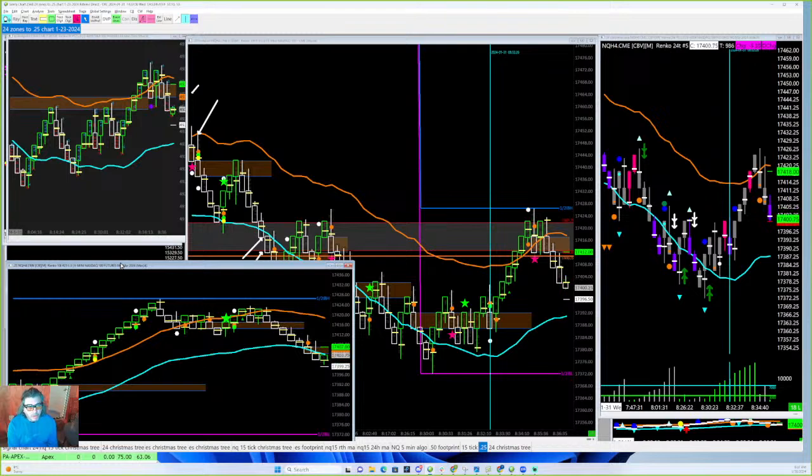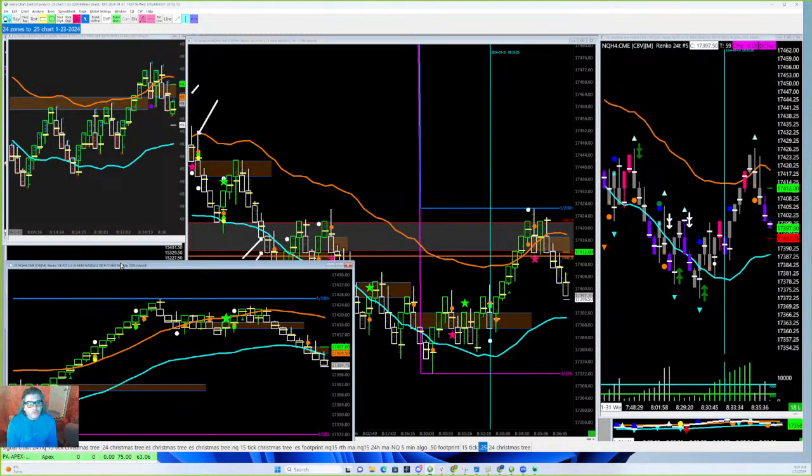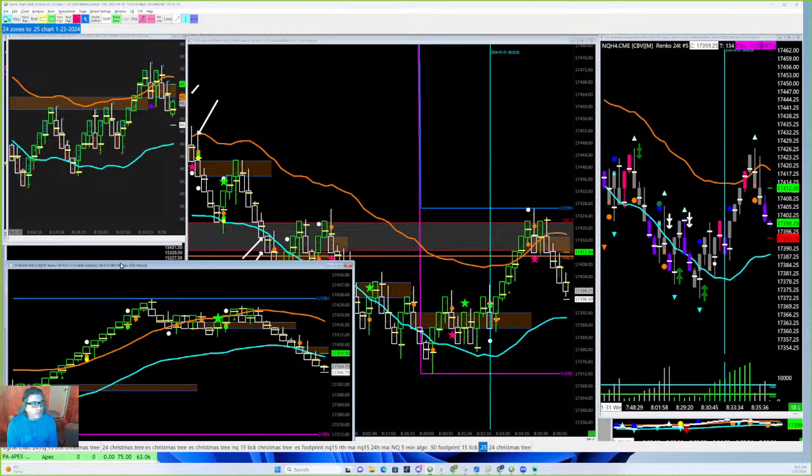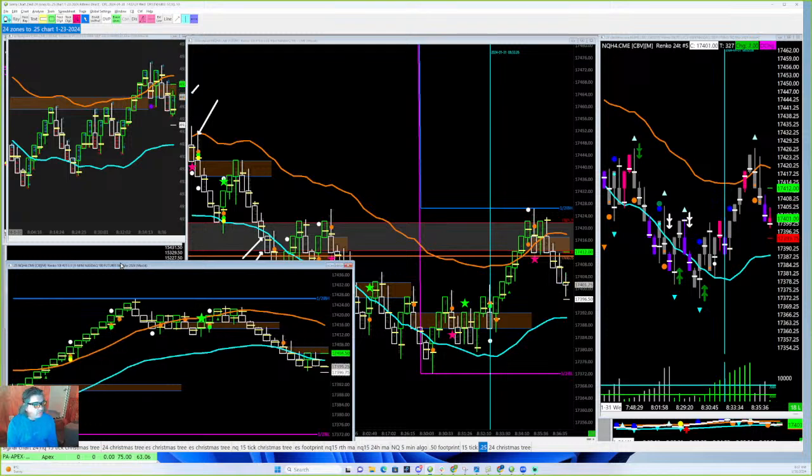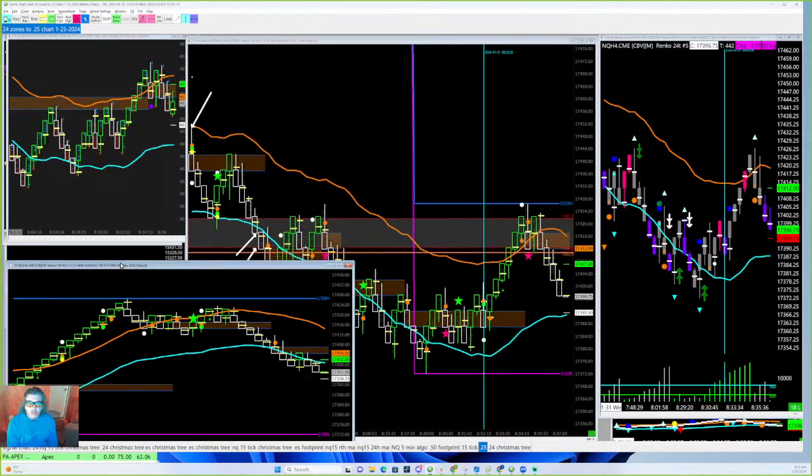So once that purple bar there is printed, on a retrace back up, if I was being aggressive, I would look for the short. Okay, so now I'd want it to retrace at least one bar back up. And on the 25, 2 bars. And it doesn't matter to me that it just turns and burns. That's really okay with me.